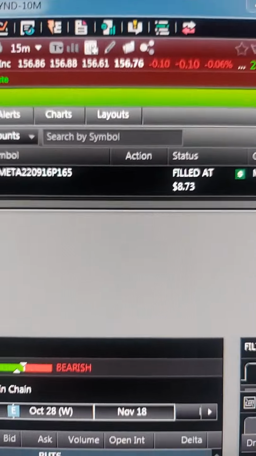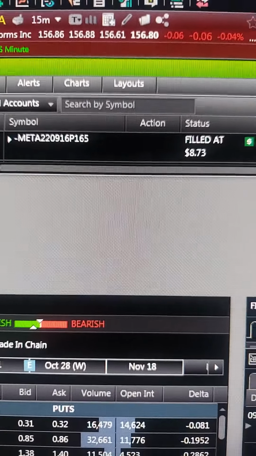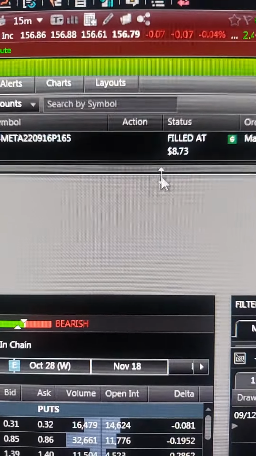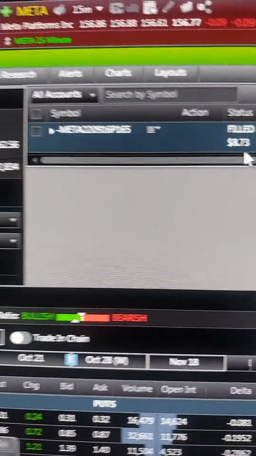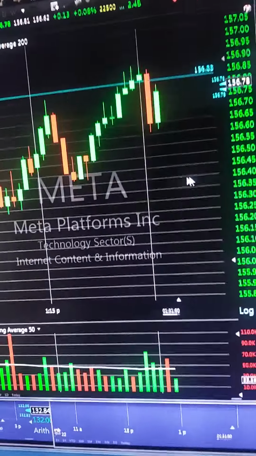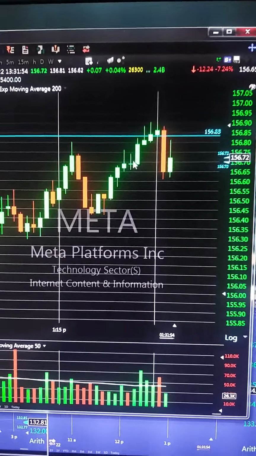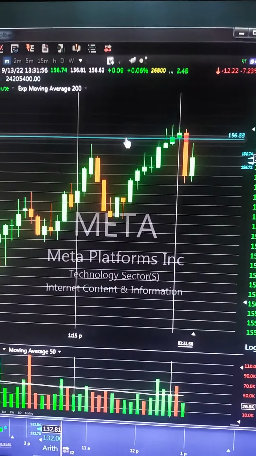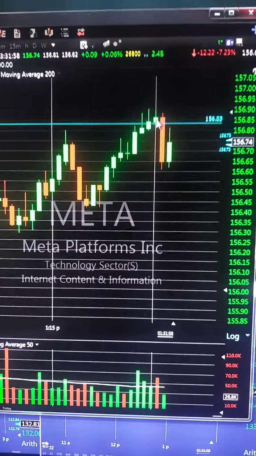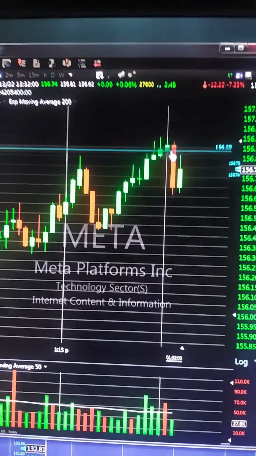It's Tuesday, September 13th, showing you I'm buying some Meta 165 puts at 873. This is a secondary trade on the day, getting short Meta. And you can see here I bought as price, and this is a 1-minute chart, was moving up to new broadening highs. I put the order in right here at the blue line to buy some puts.